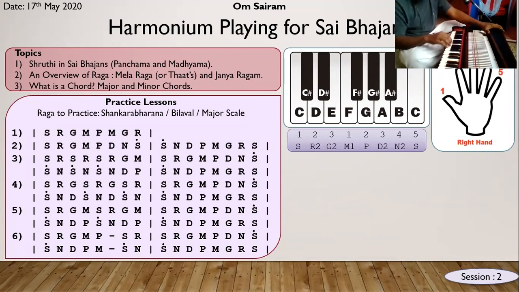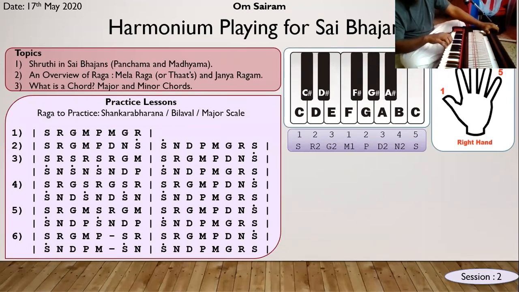Okay. Now the fourth lesson is sari, ga: 1, 2, 3, 1, 2, 3, 1, 2, 1, 2, 3, 1, 2, 3, 4, 5. Then 5, 4, 3, 5, 4, 3, 5, 4, 5, 4, 3, 2, 1, 3, 2, 1. Okay. The fifth lesson is sarigama, sarigama, sarigama.